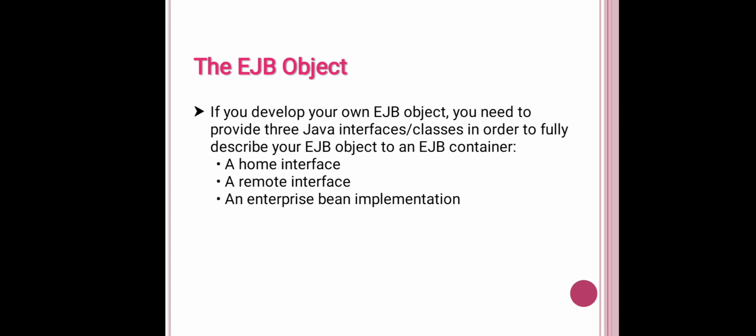If you develop your own enterprise Java Bean object, you need to provide 3 Java interfaces or classes in order to fully describe your enterprise Java Bean object to an enterprise Java Bean container. These are a home interface, a remote interface, and an enterprise bean implementation.